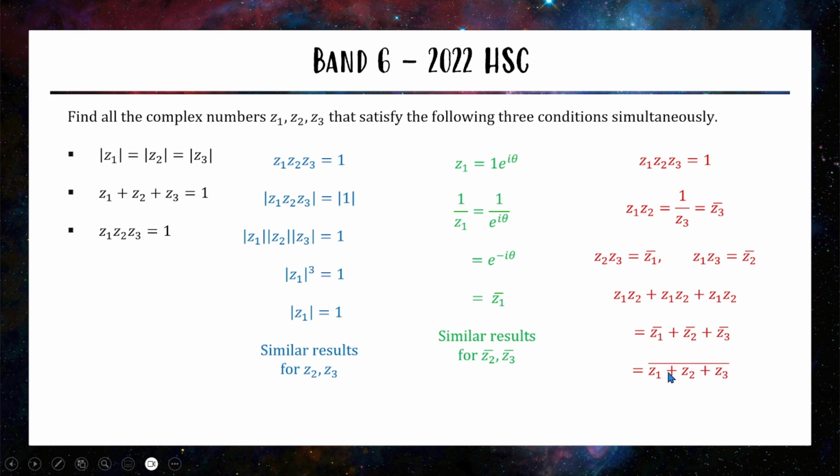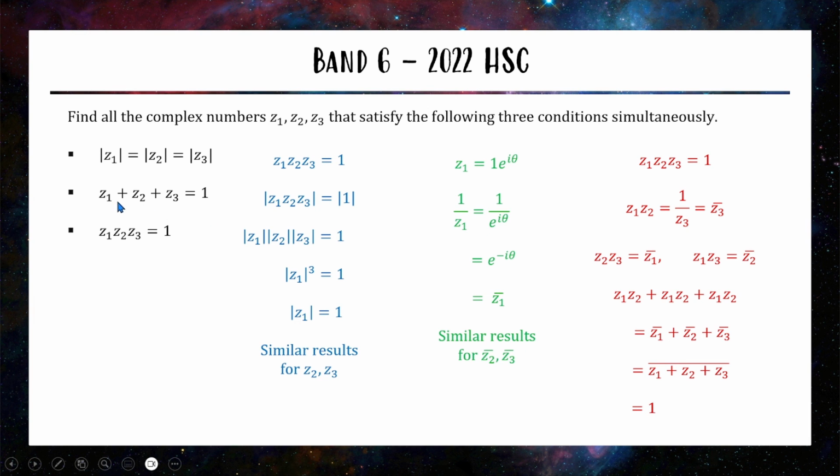This is good because we know that the sum of these 3 is equal to 1, and we know the conjugate of 1 is equal to 1. And so there you go. We've successfully ascertained that the sum of the product in pairs of these 3 numbers is equal to 1. Now we really have all we need.